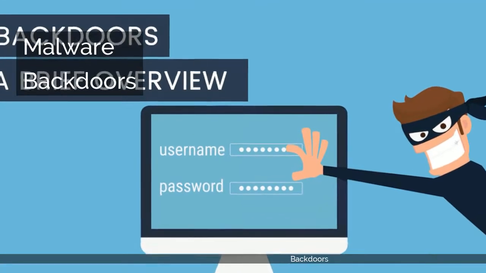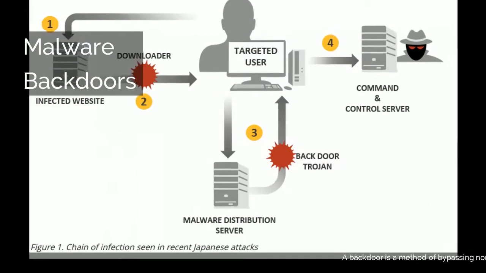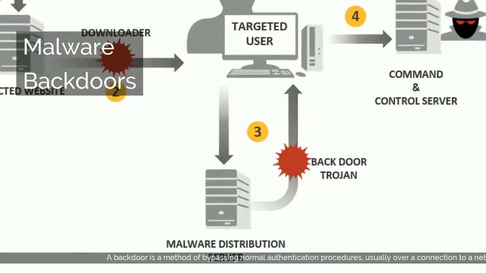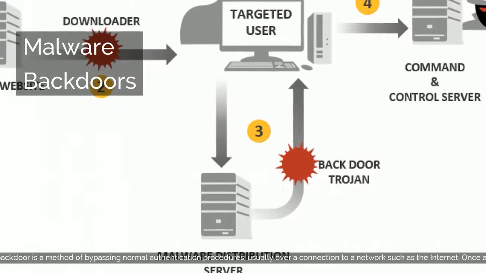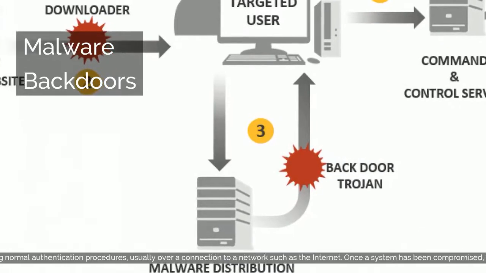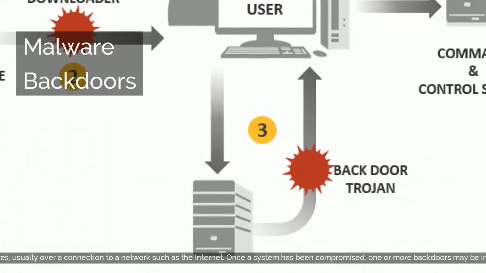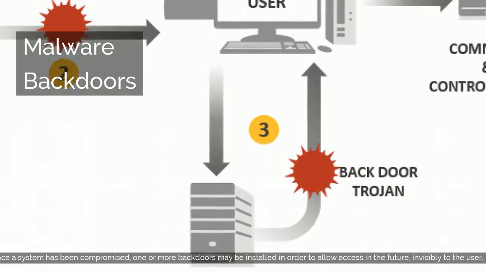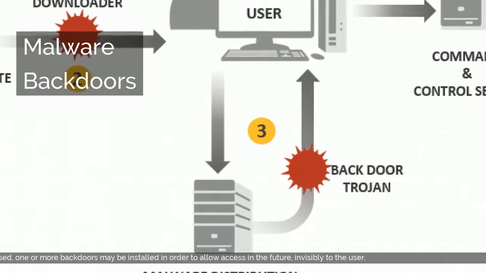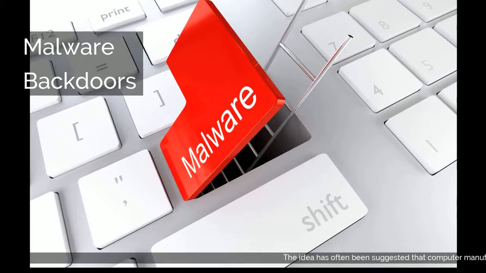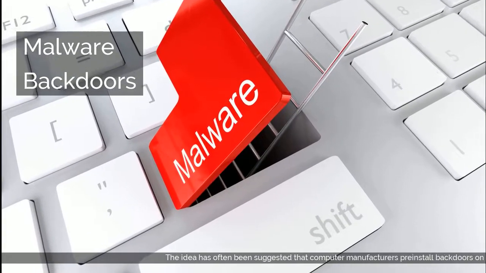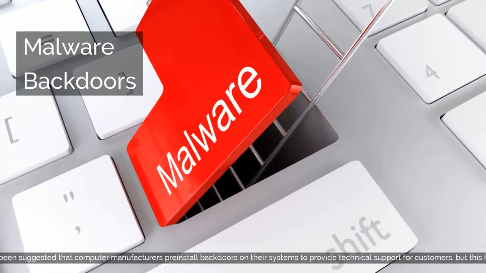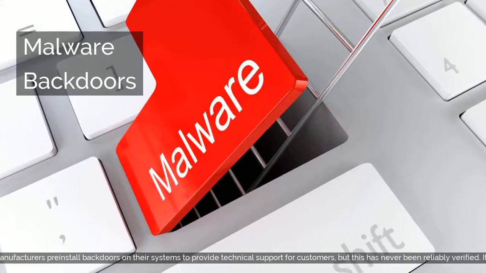Backdoors. A backdoor is a method of bypassing normal authentication procedures, usually over a connection to a network such as the Internet. Once a system has been compromised, one or more backdoors may be installed in order to allow access in the future, invisibly to the user. The idea has often been suggested that computer manufacturers pre-install backdoors on their systems to provide technical support for customers, but this has never been reliably verified.